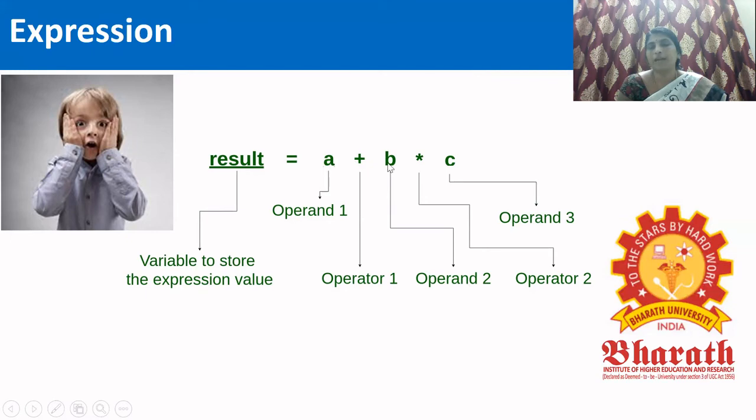So we perform addition and multiplication, which are called the operators. So the operations are multiplication and addition, and you call them operator 1 and operator 2. So we do a plus b asterisk c and it is stored in result. This way of assigning the variables to another variable, you call it an expression.